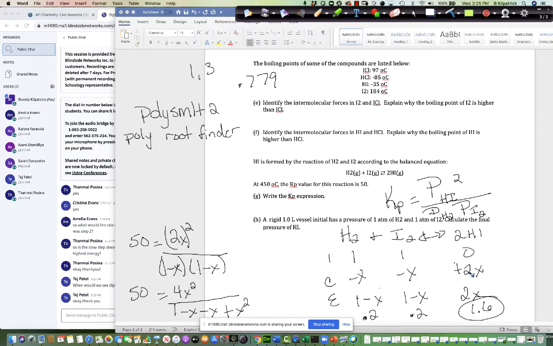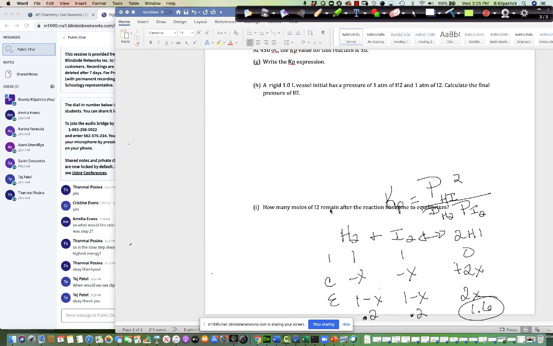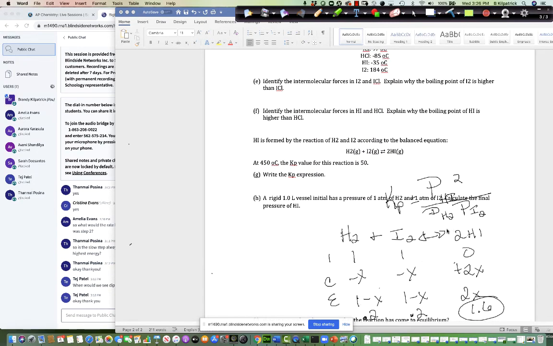Okay, the next question, if we go down, is asking about the number of moles of I2 left. So I'm not going to erase this just yet because we kind of need that. So how many moles of I2 remain after the reaction has come to equilibrium? Okay, so remember, anytime that you have pressure, the pressure is a result of the collisions against the container. So the more molecules you have, the more pressure you have.